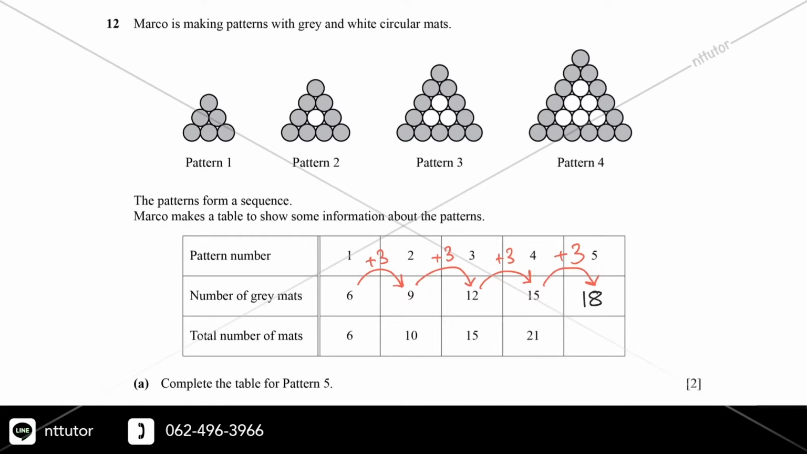For the total number of mats, we can see that from 6 to 10, it's plus 4. From 10 to 15, it's plus 5. And from 15 to 21, it's plus 6. So therefore, the next term must be plus 7. And therefore, the next term is 21 plus 7, so that's 28.